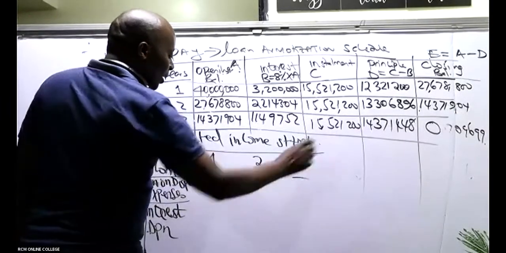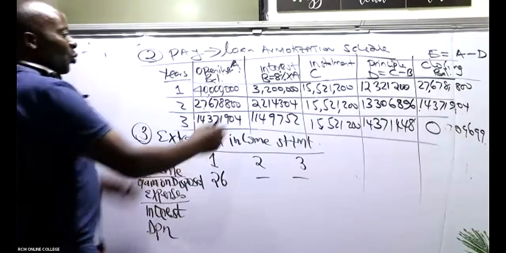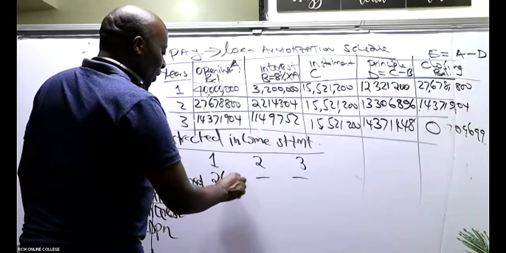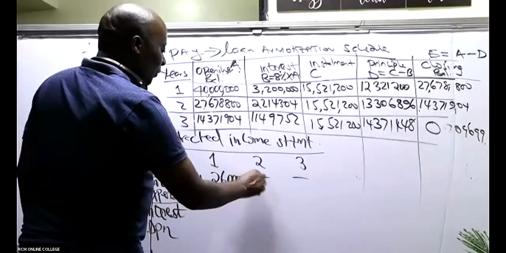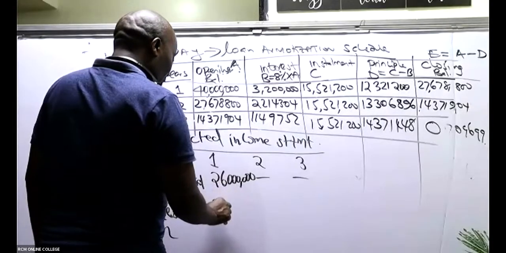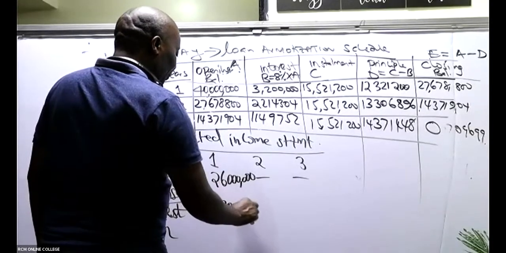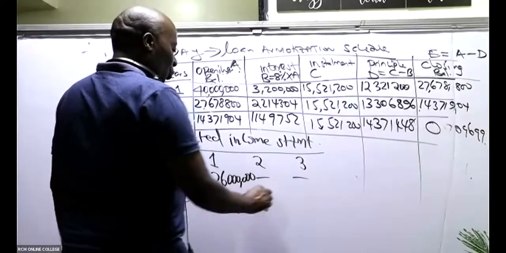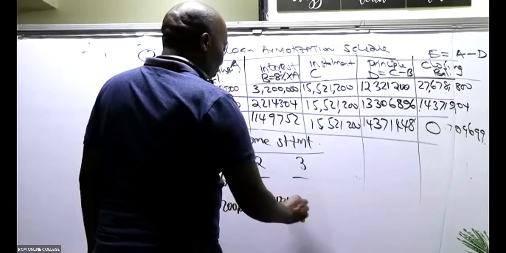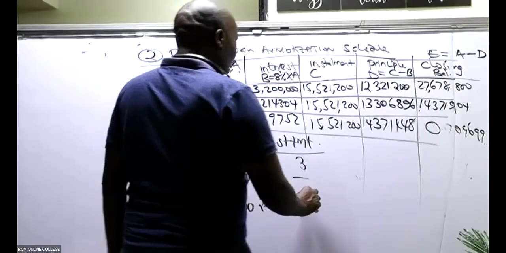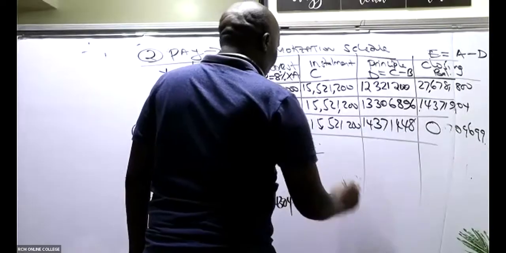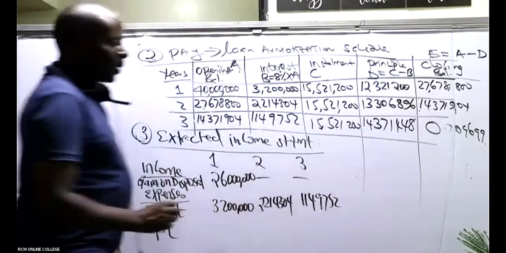Nowhere here, nowhere there. Interest, we have our interest here. The first year, so this then has to be 26 million. Has to be consistent. Then interest is what we have here. So this is 3,200. Year number 2, we have 221,4304. Then we have 114, 97, 52, 97, 52, 97, 52.